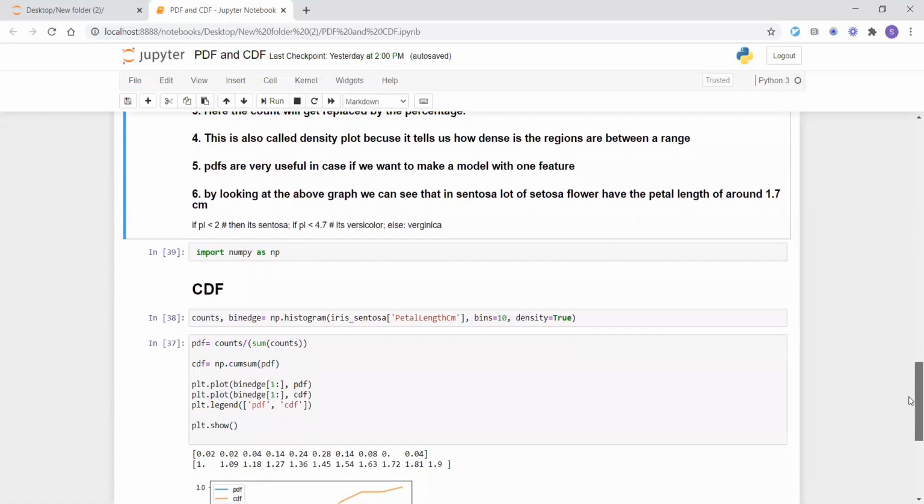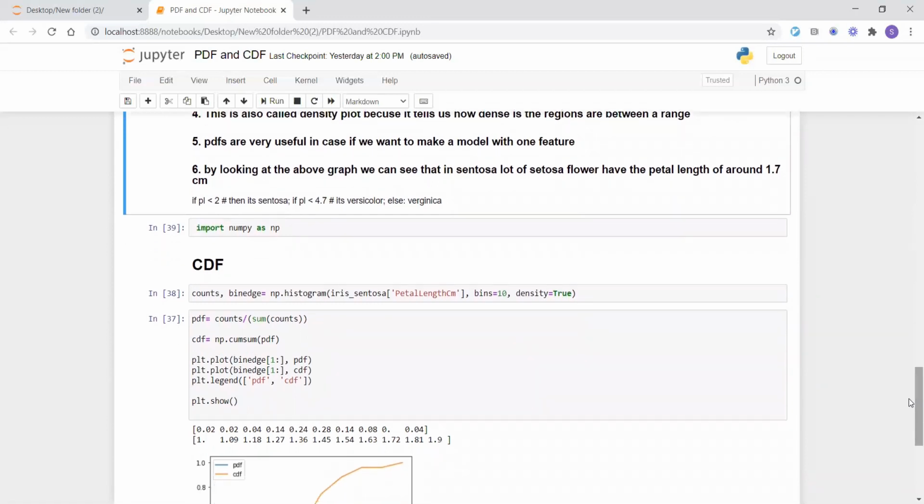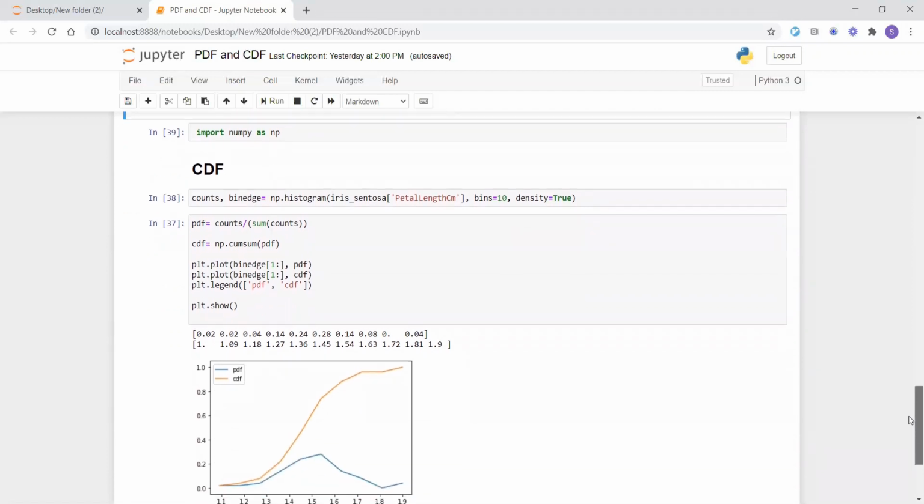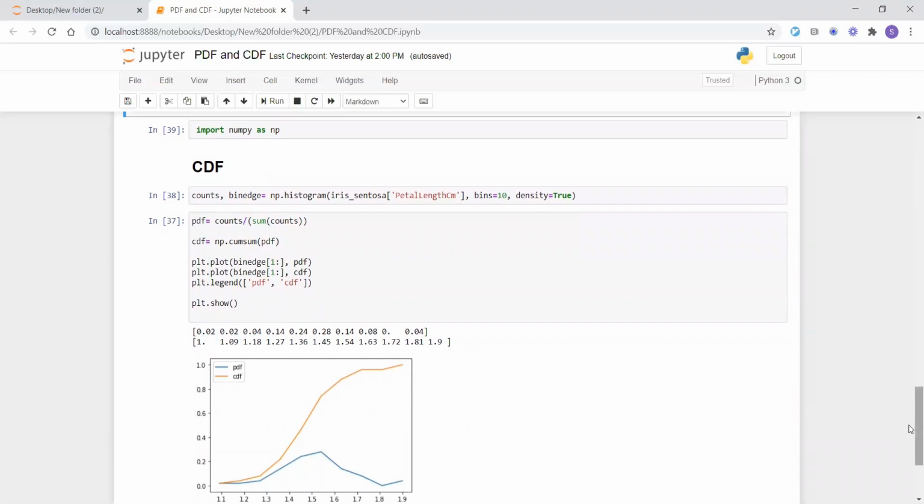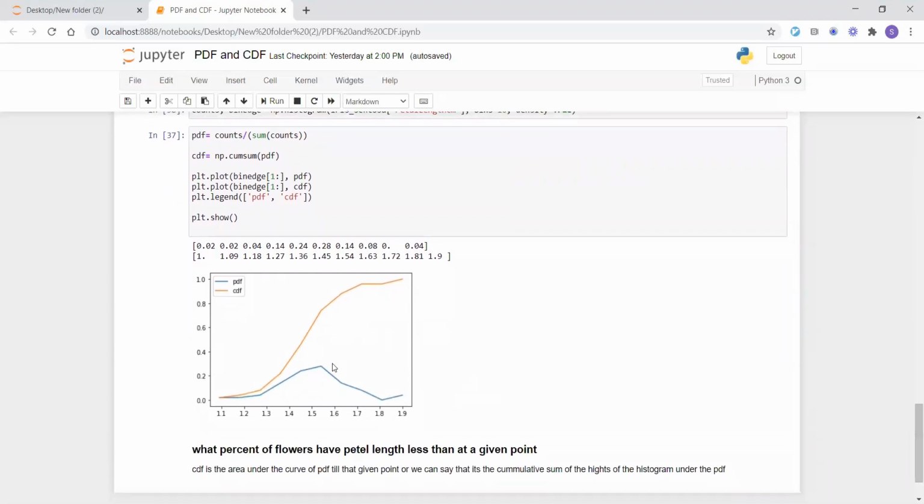Then our next question is, what is CDF? So guys, CDF stands for cumulative distribution function. Let's understand CDF from this diagram. I have plotted the PDF and the CDF line here. To understand CDF, let's take an example of a conversation. If someone asks you, tell me how many flowers have a petal length less than 1.6, then we can answer this question by using CDF.